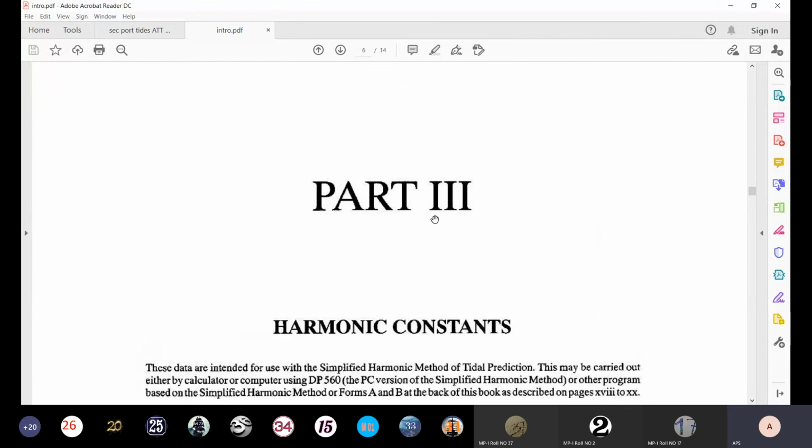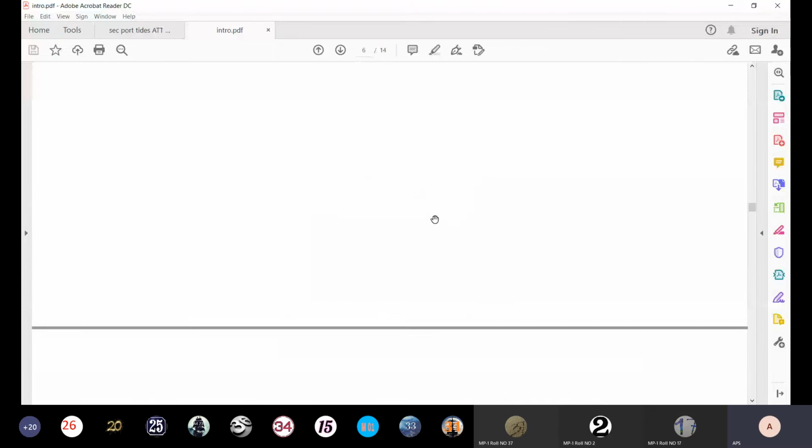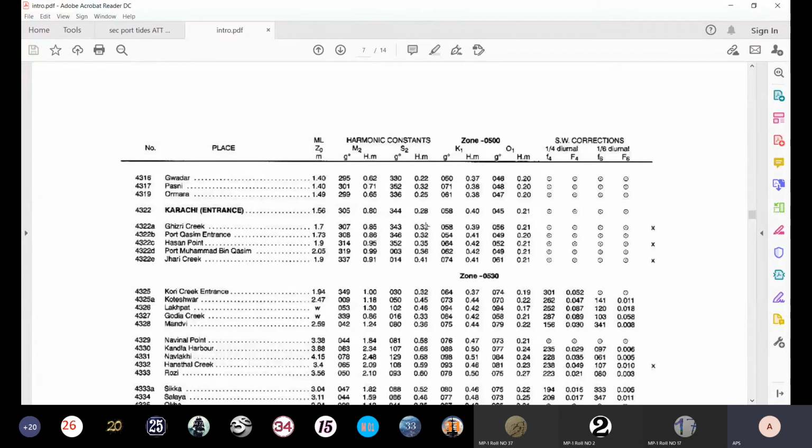Now we come to part 3. Part 3, you'll find all of them are listed serially with respect to port number. See, port numbers are increasing 16171922, and then the name of the port is given. And the name of the port, if it is coming in bold, that means like this capitals, that is a standard port, and remaining are all secondary ports.